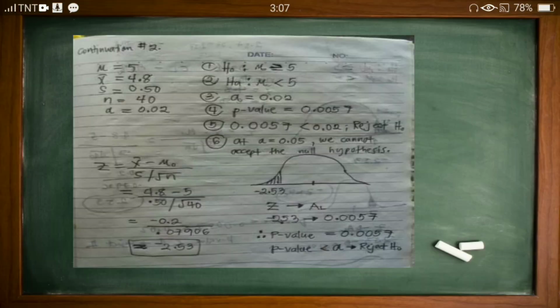Okay, so proceed po tayo sa ating p-value approach. Meron po tayong 6 steps po dyan. Step 1, state the null hypothesis. So ayan po, we have H0 colon, the population mean greater than or equal to 5. Next, step 2, state the alternative hypothesis. We have HA colon, the population mean is less than 5.